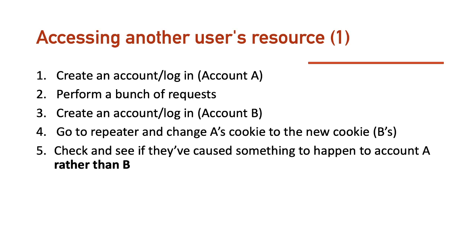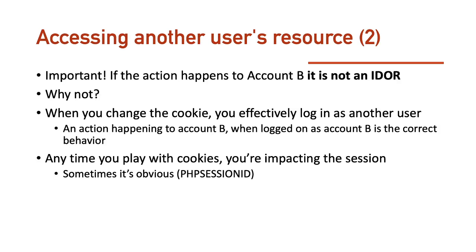Now this is really important. What we want to do, go over it again: do things on account A, change account A's cookie to account B's cookie, effectively logging on as account B. And if something happens to user A's account, we've got an IDOR. Done. Easy. If something happens to user B, it is not an IDOR, because you've logged in as B and you're performing an action as B. That's valid behavior.